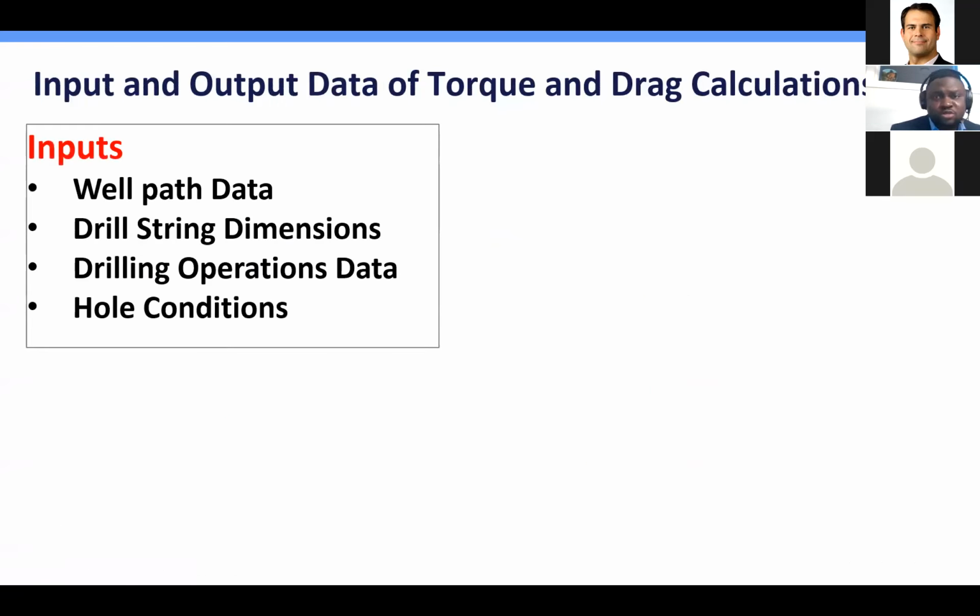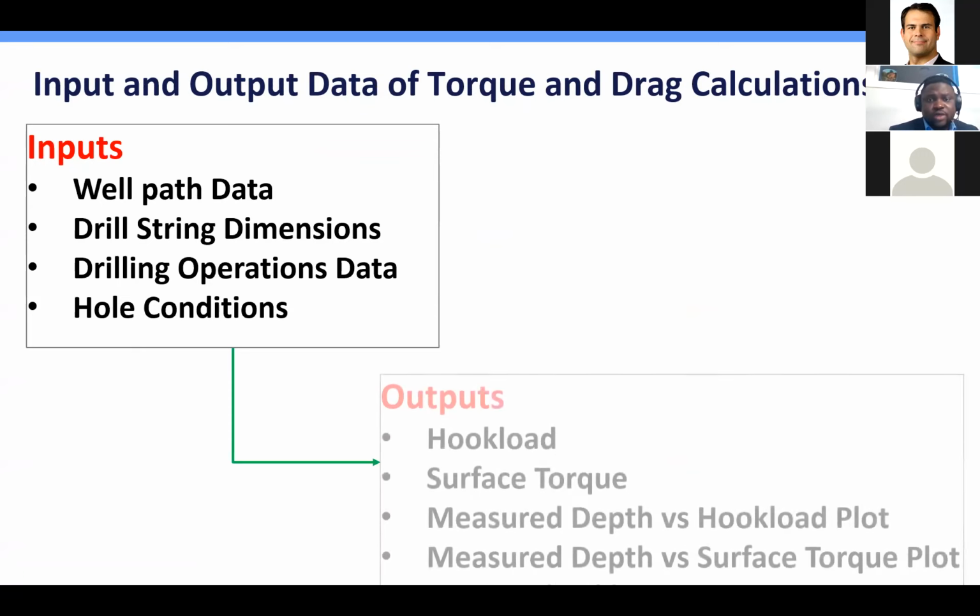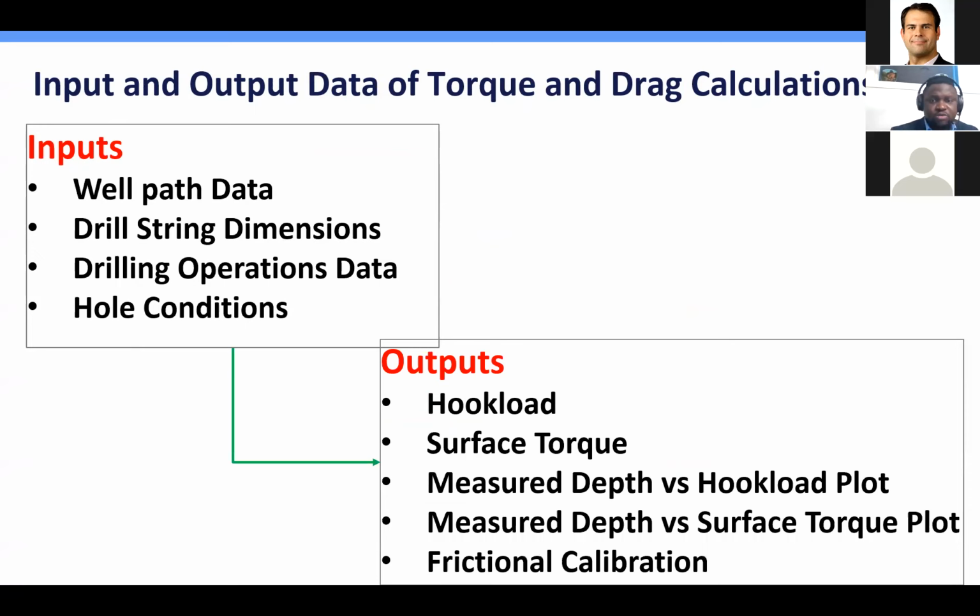So the inputs into torque and drag calculations will be the well path data, drillstring dimensions, drilling operations data, and hole conditions, while the output is the hook load and surface torque. The important plots that will make a lot of sense for everyone would be measured depth versus hook load, measured depth versus surface torque plot, and the frictional calibration.